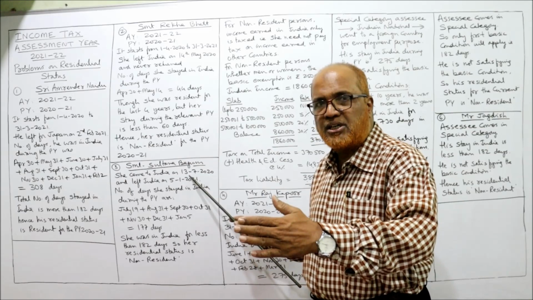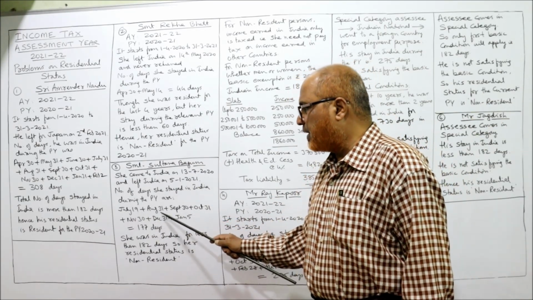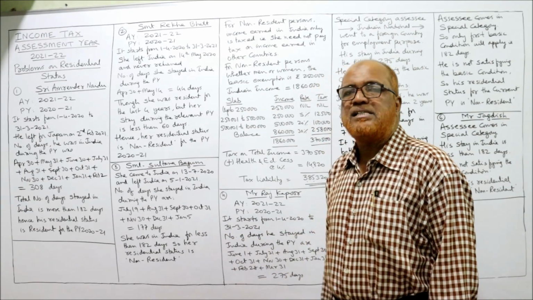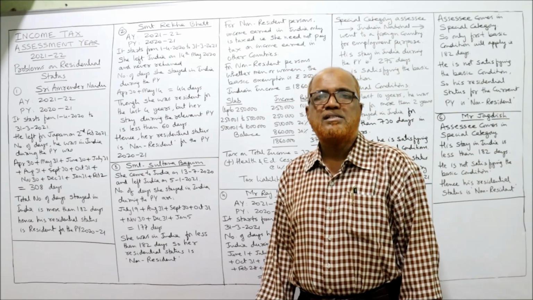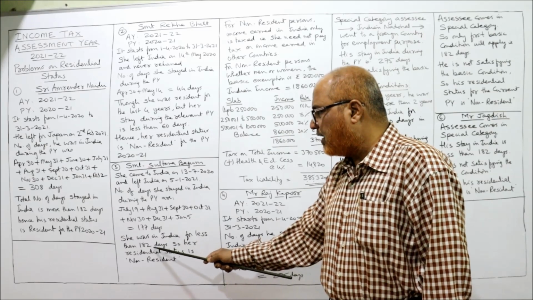13th July means first 12 days you deduct. 31 minus 12, you get 19. Plus 31, plus 30, plus 31, plus 30, plus 31, plus 5. 177 days she was in India. She was in India for less than 182 days.